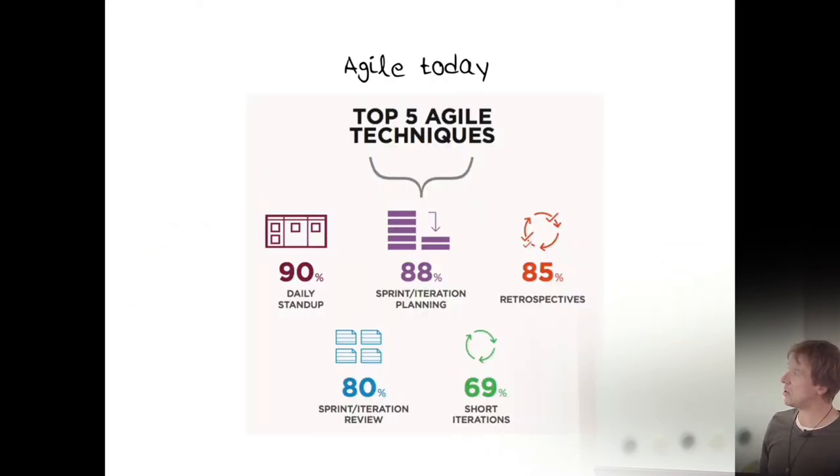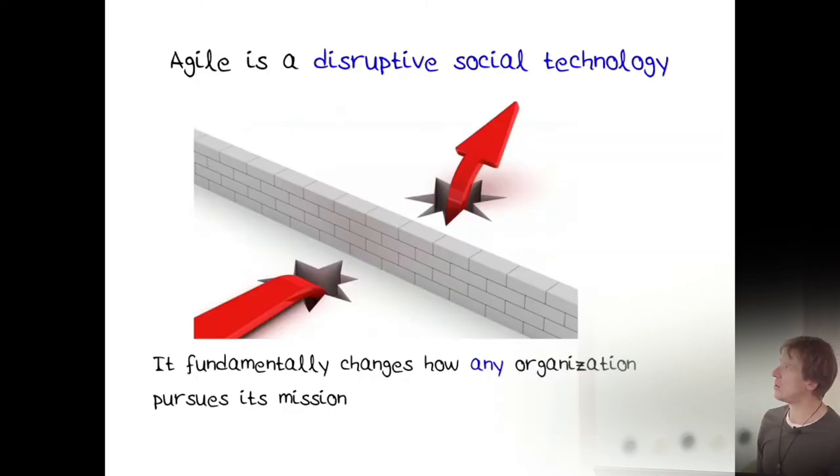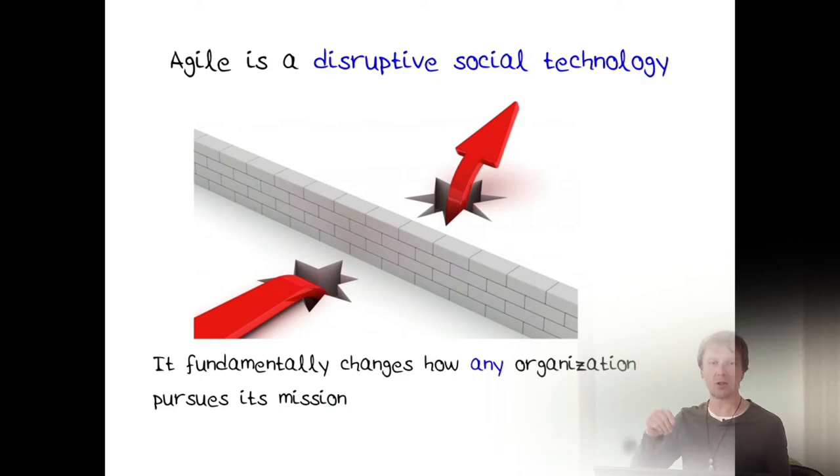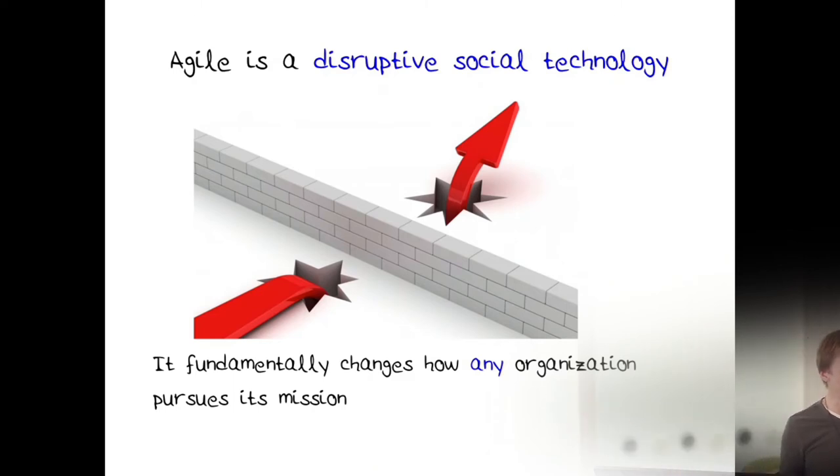What are the top techniques used? Daily stand-up, iteration planning, retrospectives, iteration review, and short iterations. So really, Agile is a disruptive social technology. It fundamentally changes how any organization pursues its mission, right? It's a new way of organizing a group of people to accomplish something. Right? It didn't exist before.